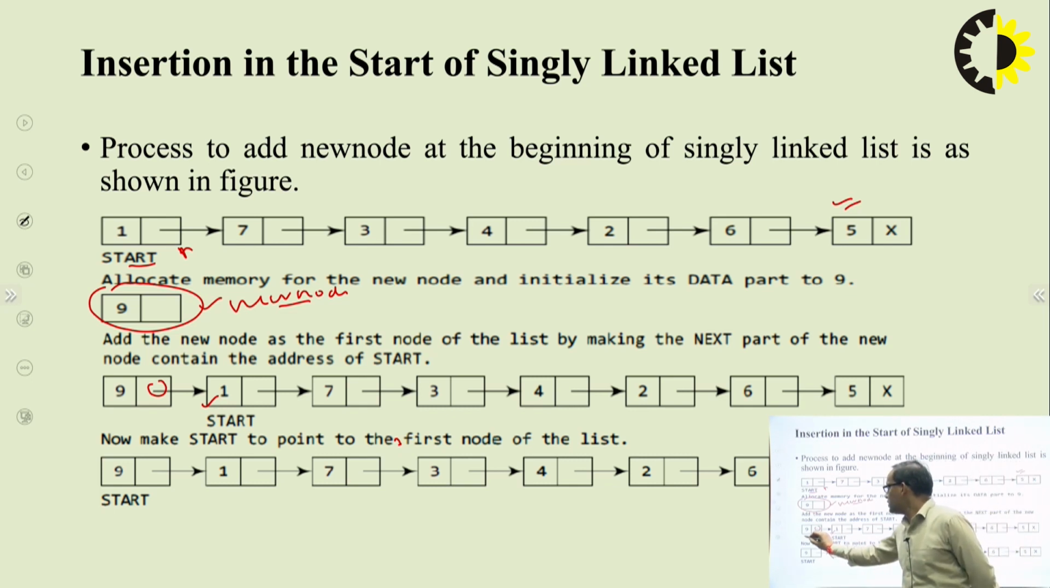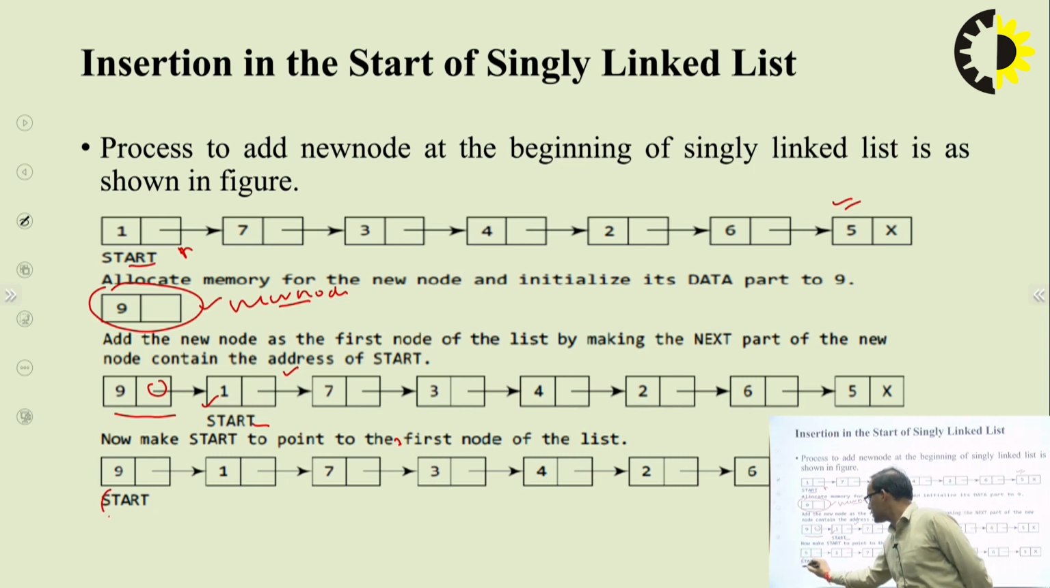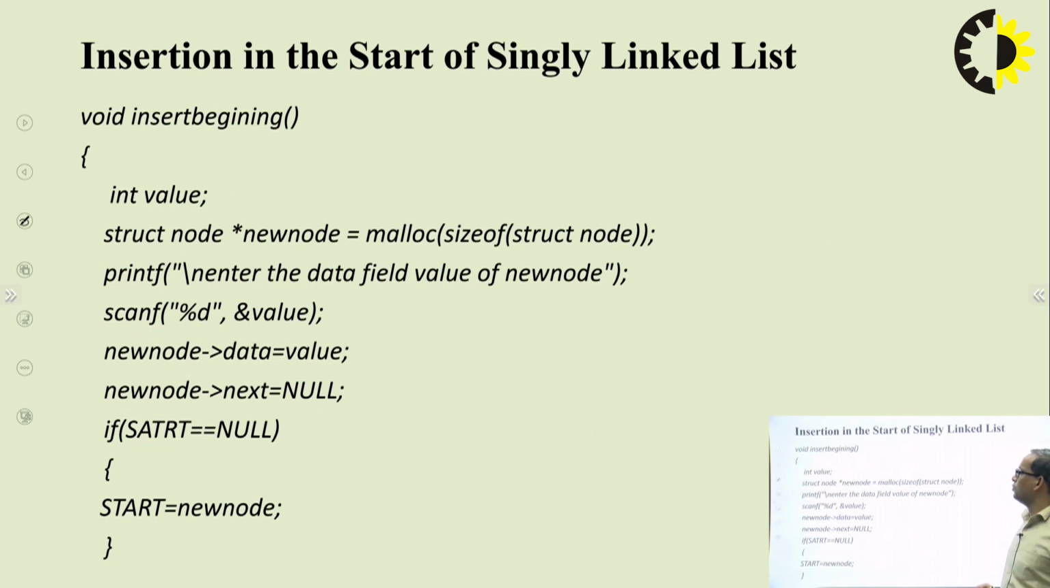Now when this node is added in the beginning of the linked list, it will become the first node. So we have to change the reference of start. This node will become the first node and the old one the second node, so we have to initialize start as new node. This is the pseudo code to insert the new node in the beginning of the single linked list.